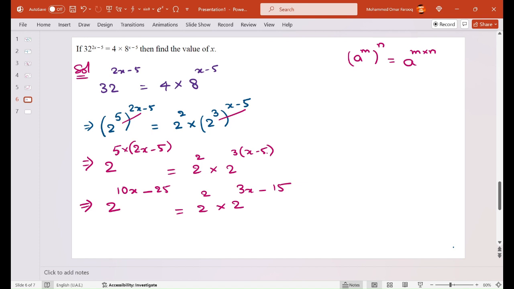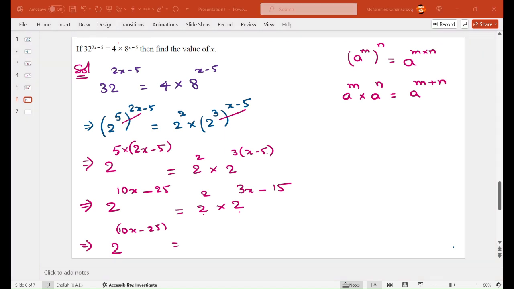Okay, so on left hand side you have only one term. 2 to the power of 10x minus 25. So it is understood, that is equal to, now here you have two bases, but we have two equal bases. So what to do with the powers? a to the power of m multiplied by a to the power of n. Is it you have to add the powers, right? We have studied in grade 7. a to the power of m plus n. So 2 to the power of 2 plus 3x minus 15.